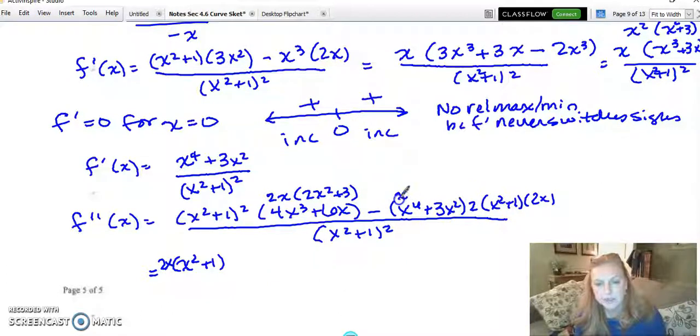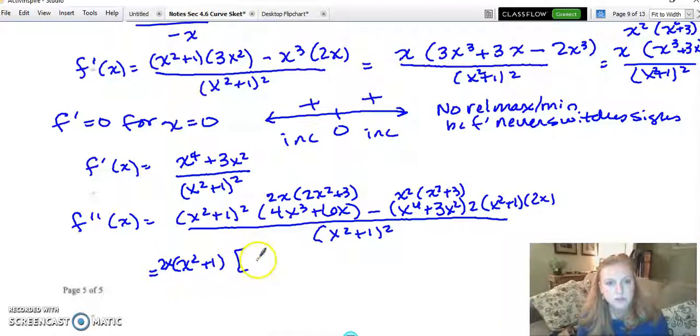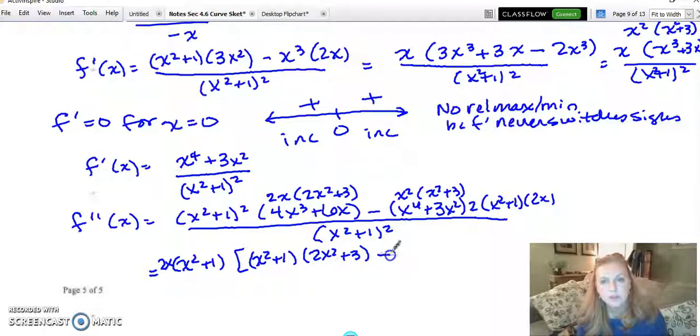And here, let's see, if I pull out an x squared, this is x squared plus 3. And I don't see any more that I can pull out. So I'm going to pull out the 2x, x squared plus 1. So I have 1x squared plus 1 left. I pulled the 2x out, and I have this 2x squared plus 3 left.